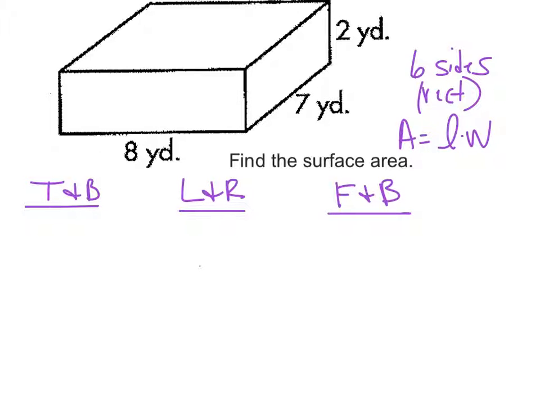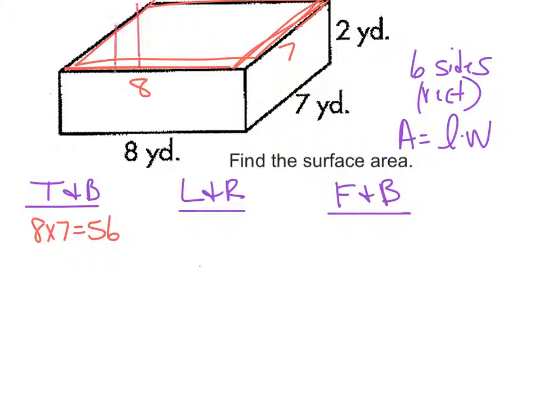All right, let's start with the top. So if I trace the top, length would be 8 and width would be 7. So 8 times 7 gives me 56. And so the area of the top is 56. And so then we have 56 times 2, so we can get the top and the bottom would be 112, and this would be yards squared.